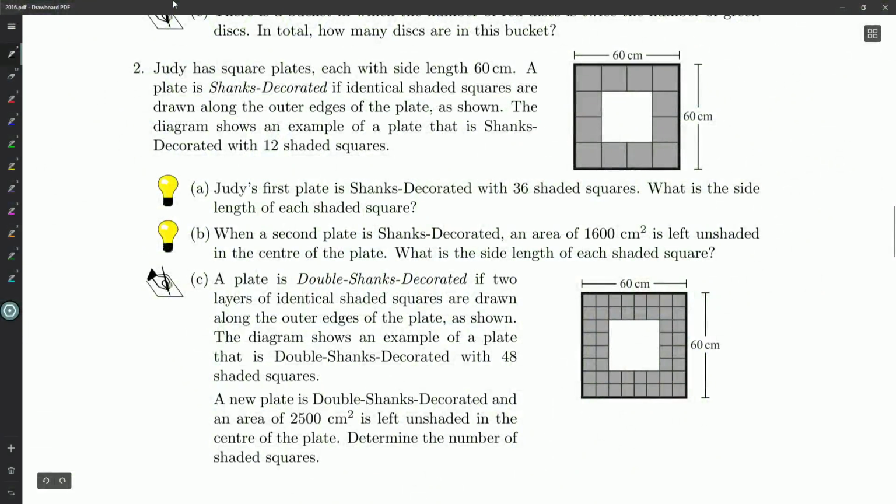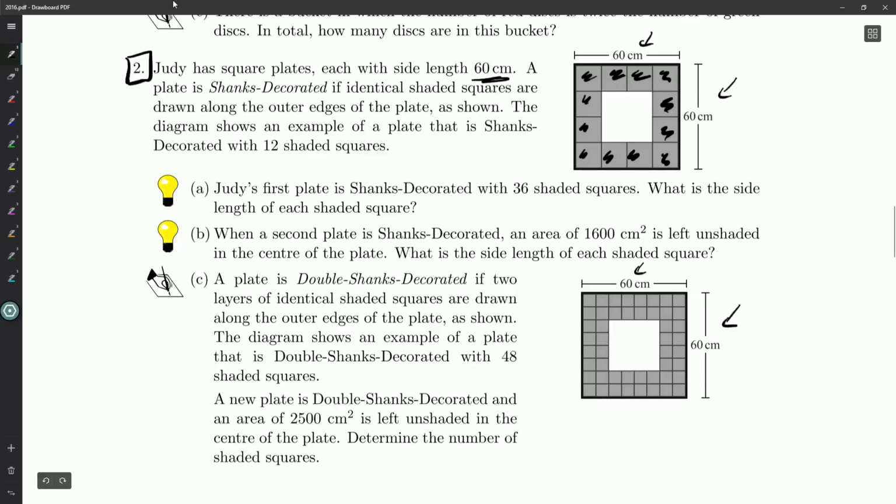We are still looking at the 2016 Galois paper, and we are on question number 2, and question 2 concerns Judy. Judy has square plates, each of them having a side length of 60 centimeters, as you can see noted here, and I guess down here as well. A plate is shanks decorated if identical shaded squares are drawn along the outer edges of the plate as shown. So they've got some squares, and they're all the same size, and they're just sort of tiling the inner rim or inner perimeter of this tile.